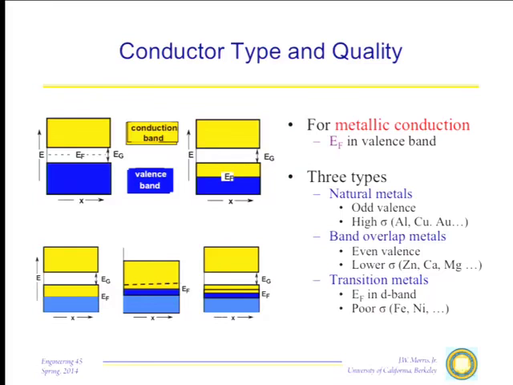The band overlap metals tend to be things that have even valence: zinc, calcium, magnesium, things of that sort. The third class of metals are the transition metals. The transition metals have partly filled d orbitals in the atom. There are 10 d orbitals in each atom.